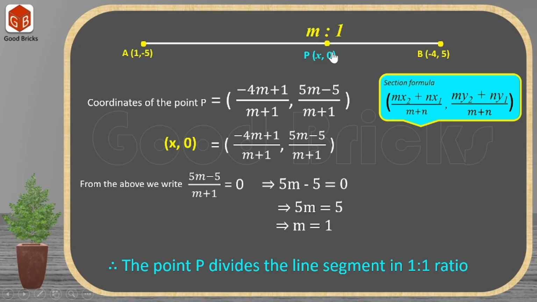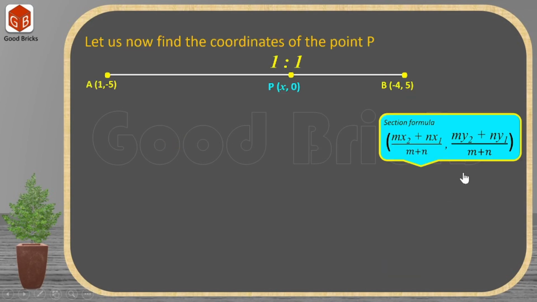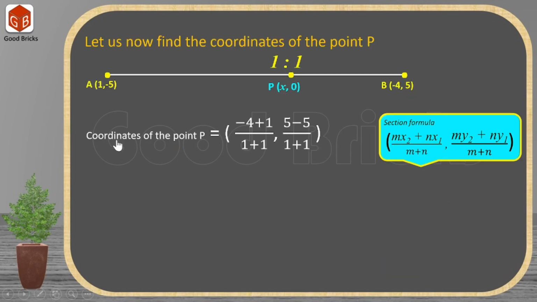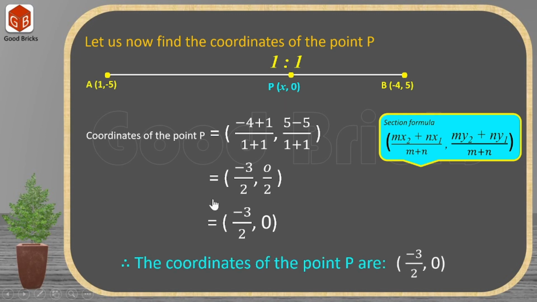Let us find the coordinates of this point x. Again, using this section formula, we are going to find the coordinates of the point P. How? 1 into minus 4 plus 1 into 1 by 1 plus 1. Next, 1 into 5 plus 1 into minus 5 by 1 plus 1. After simplification, you will get minus 3 by 2 comma 0 as our coordinates of this point. Therefore, the coordinates of the point P are minus 3 by 2 comma 0.